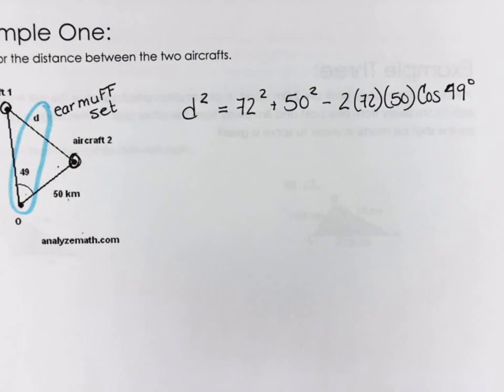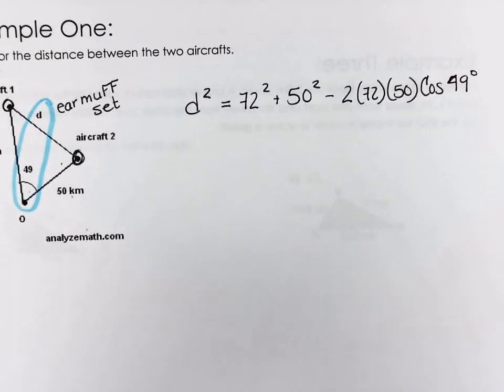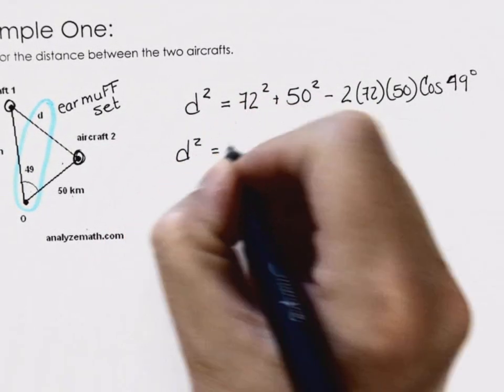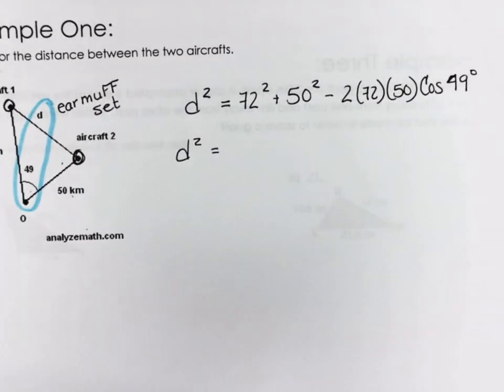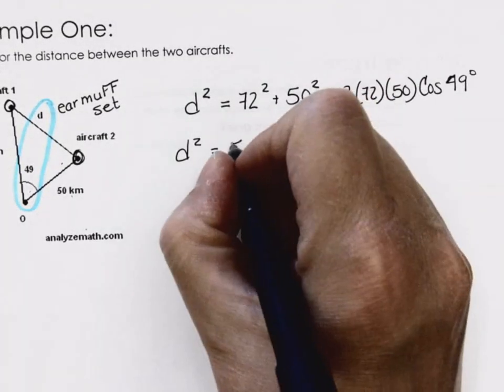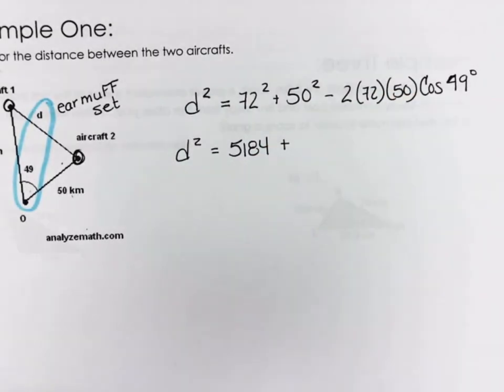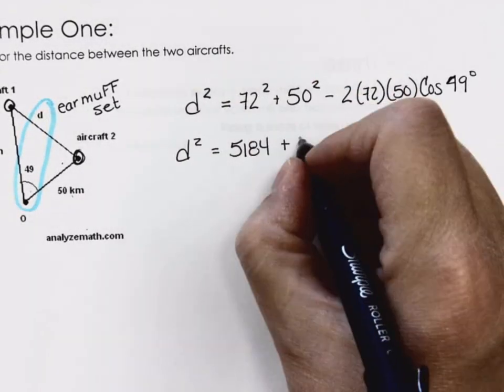Okay, so now we're going to do some math. Oh, I still left my graphing calculator downstairs. That's a pain. Okay, here we go. D squared. So 72 squared gives me 5,184 plus 50 squared. I can do that in my head.